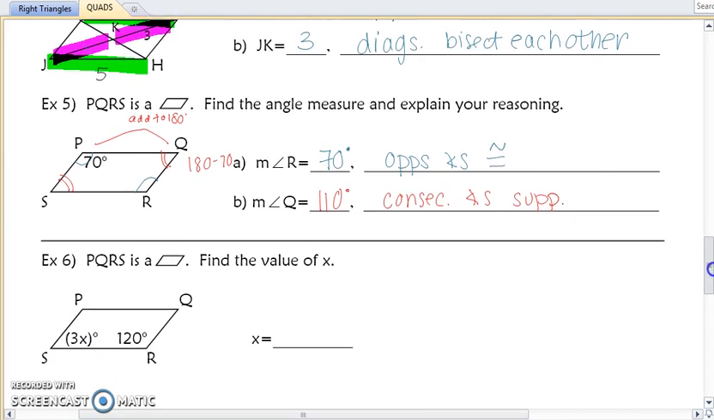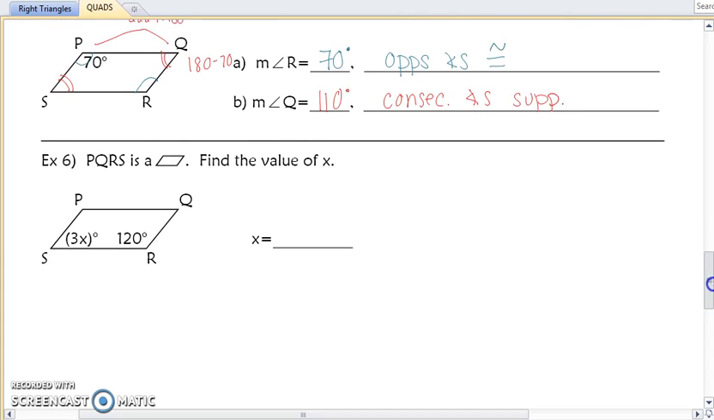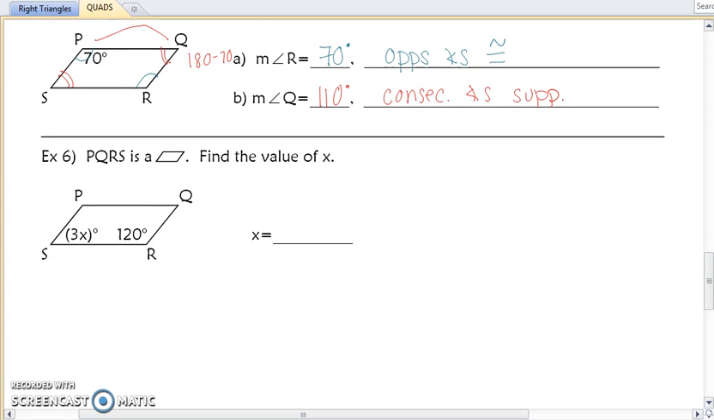Example 6 is very similar to this. We're finding the value of x. Let's try to find some type of reason that we're able to talk about some type of measure with S and R. We know they're next to each other, so they have to add to 180 degrees. So maybe we set up an equation to represent that. 3x plus 120 equals 180. We subtract 120 on both sides. We get 3x is equal to 60, or x is equal to 20.